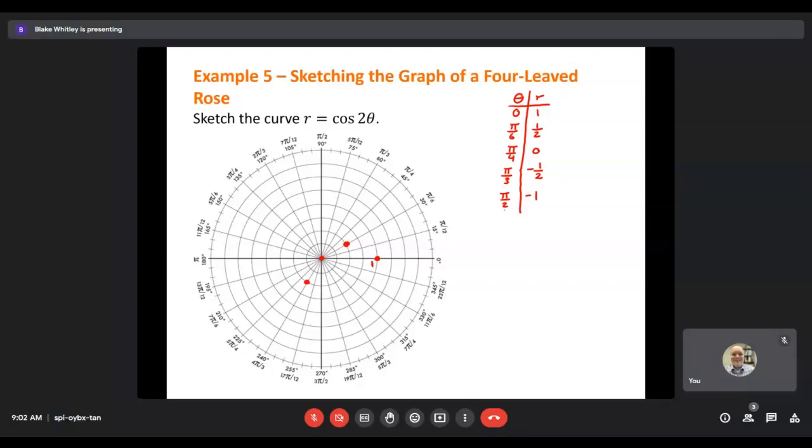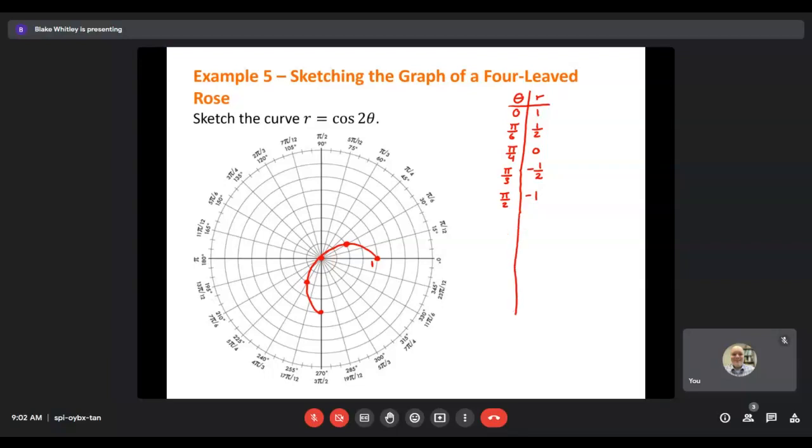And then finally, pi over 2, negative 1. Again, pi over 2, 1 would be up here, but if I reflect that over the pole, it's going to be down here at 3 pi over 2. And so we're actually going to have a point down there. I'm going to start sketching this now, connect these in order. And so we get something that looks like this. All right, so let's keep going.